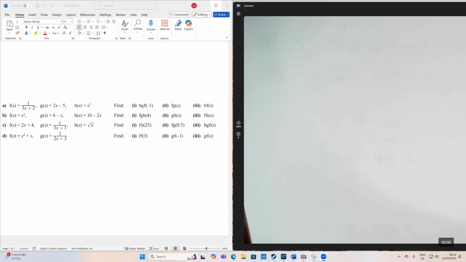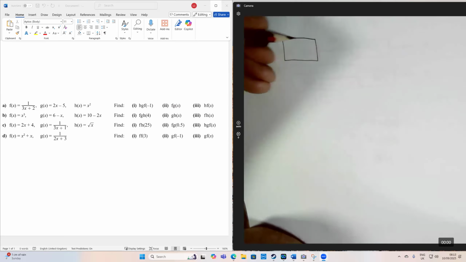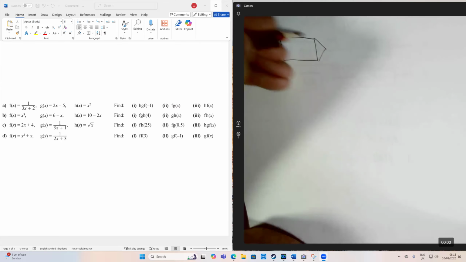Hello everyone, this is our second video on composite functions, and this is relevant for GCSE and A-level. In this video, I just want to look at when we've got a function within a function within a function. So we've introduced the idea of having a function in a function, which is our composite function.